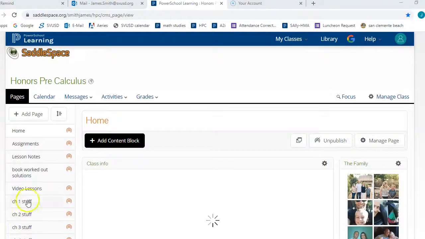Hey guys, so here is our first lesson of our calculus chapter. So this is calculus chapter 1, and we're starting off in section 1.2.